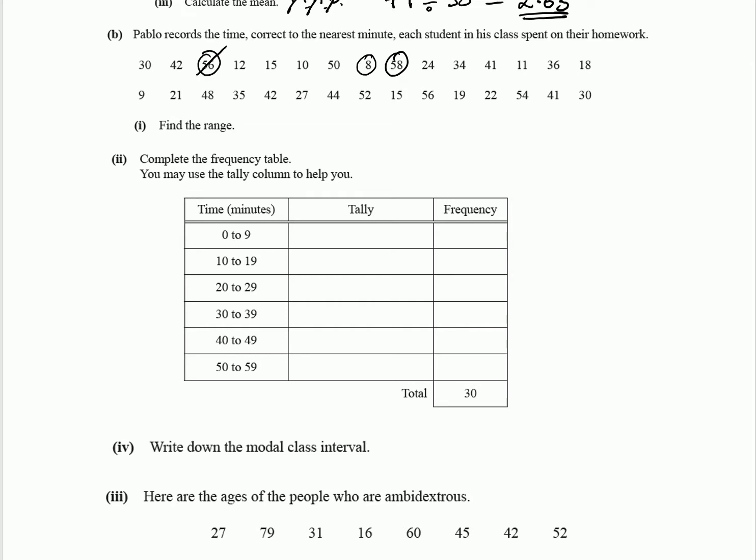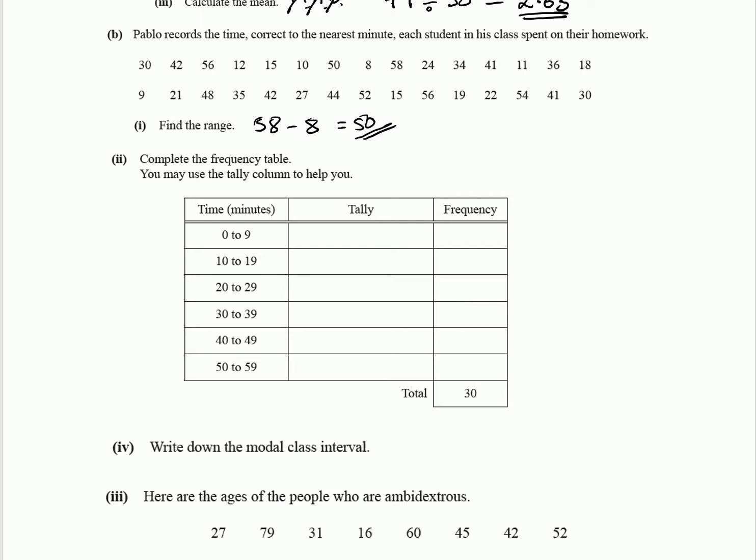Anything bigger than 58? I don't believe so. So I'm going to do 58 minus 8. The largest value minus the smallest value. My range is 50. Okay, so that's just a simple process of looking through for those numbers. Now to make the frequency table, we're simply categorizing all of these numbers. Not a very exciting job. I'm going to do it as quickly as I possibly can.